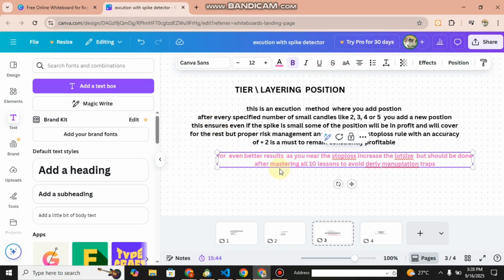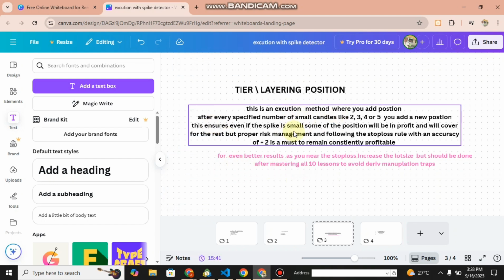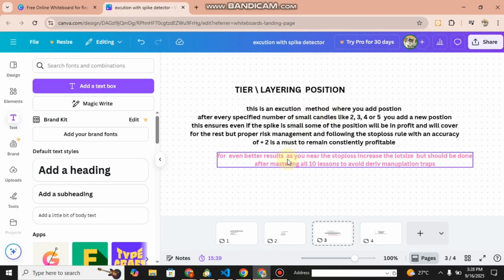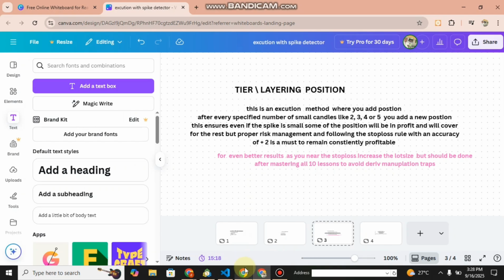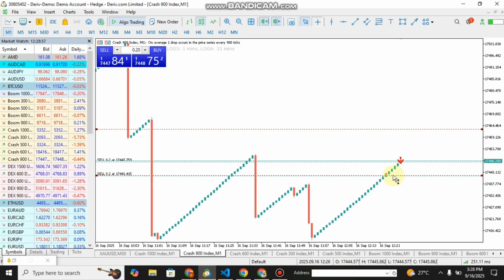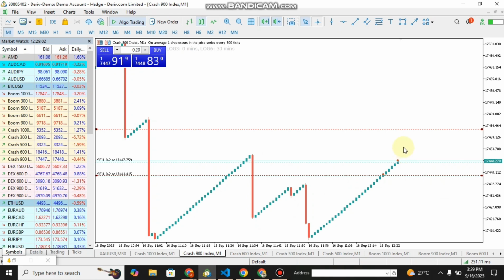Minimize it. Okay. I'm also saying risk management, and I shall show you exactly how we execute. Just wait until the end. So for even better results near the stop loss, we increase the lot size. What it means is that down here, after every 1, 2, 3, you should have added another position, after every 3 candles or after every 4 candles. But what the other part here means, this one, is that one is advanced. Here you can use 0.2 as you go up 0.3, 0.5, 0.7, 1 near the stop loss.